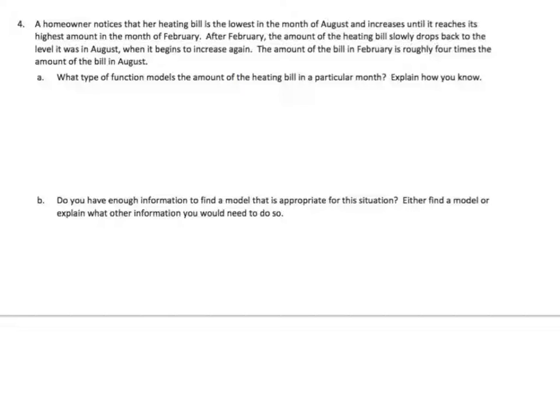The amount of the bill in February is roughly 4 times the amount of the bill in August. What type of function? I got periodic, a sinusoidal function, because it repeats. We've got a maximum and a minimum, and it repeats. I'm going to write that down, though.